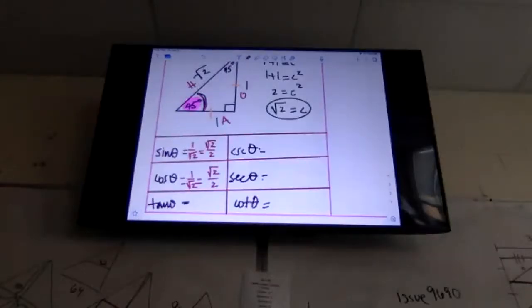And tangent is going to be 1 over 1, which is just 1. Cosecant, secant, cotangent, they all just reciprocal. So let's do that. I did meaningfully write sine as unrationalized first because it makes it an easy flip, an easy reciprocal for cosecant and secant to both be root 2. And cotangent 1 over 1 switches to 1 over 1, which is still 1.